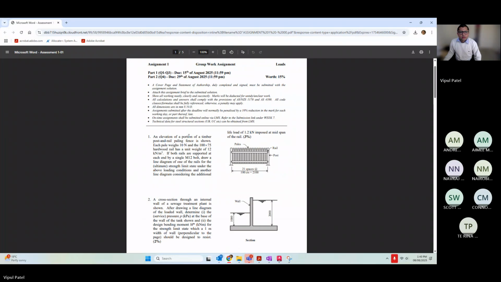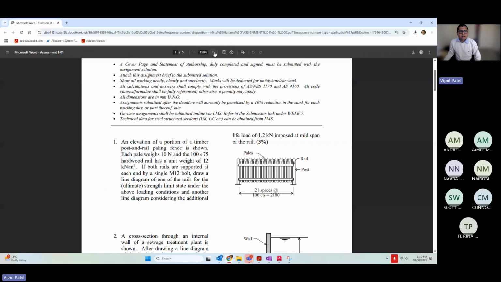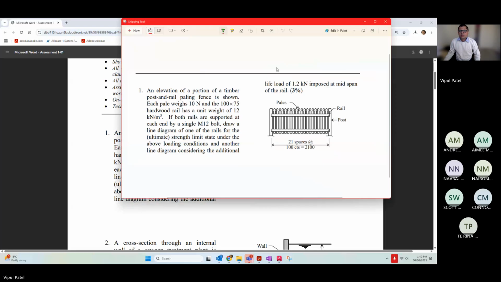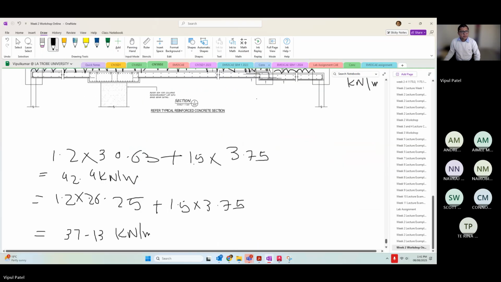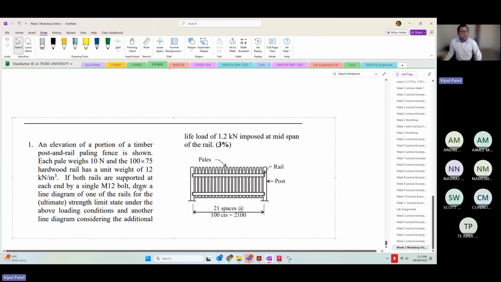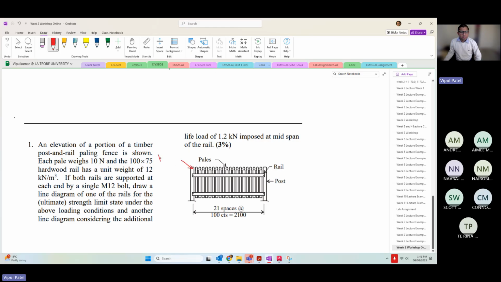Okay, all right. Now this one is open here. I'm not going to read these instructions, they are self-explanatory. An elevation of the portion of the timber post and rail paling fence is shown here. Each paling weighs 10 newtons. All right, so they say you have this elevation portion of a timber post and rail fence. So this is your post. This one is your post.